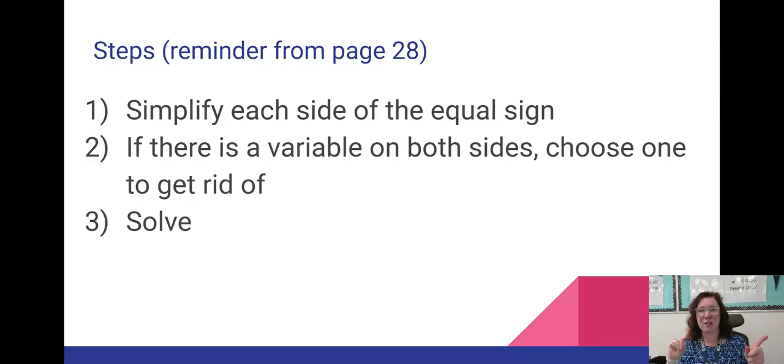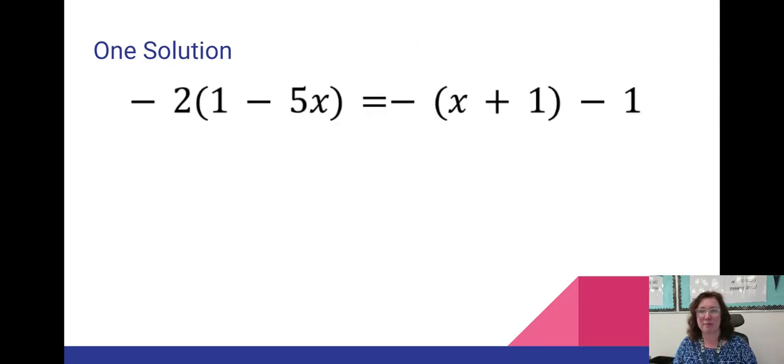Then, if there's a variable on both sides, so if there's an x on both sides or a y on both sides, choose one of them to get rid of. It doesn't matter which one you choose, but I always choose the smaller one. And you do the opposite operation. So if it's like a positive 4x, do a minus 4x. Or if it's like a negative 3y, do a positive 3y. That gets rid of it on this side, but then you also have to do that same thing on the other side of the equal sign as well. Then you just have a two-step equation to solve.